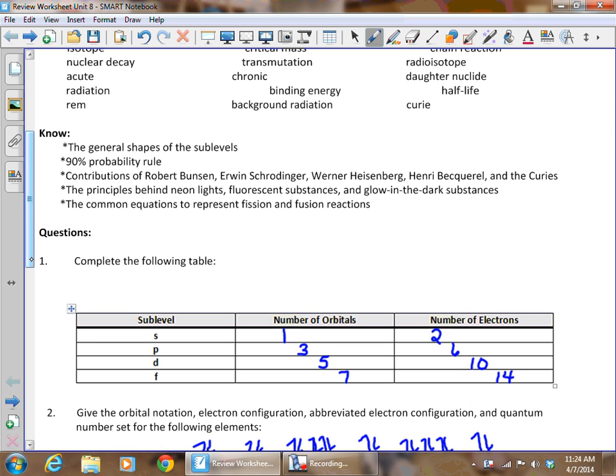Now, if it says something about one of these in the to know section, that means it's on the test because I make up the test first and then I make up the review.